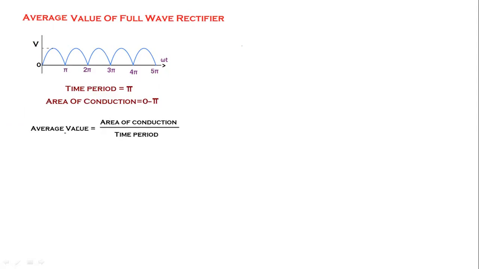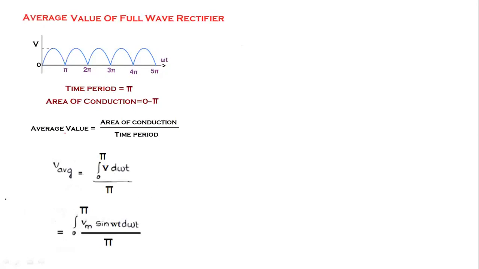The average value formula is area of conduction divided by time period. Area we will find by using integration. V average is equal to the integral from 0 to pi, since the area of conduction is from 0 to pi, of the voltage waveform. With respect to omega t we are doing it, that's why d omega t. The time period is pi, so the denominator is pi here. This V we will replace with Vm sin omega t.